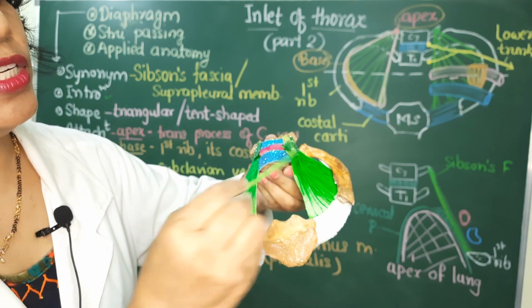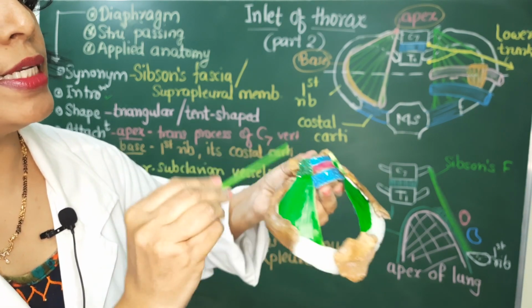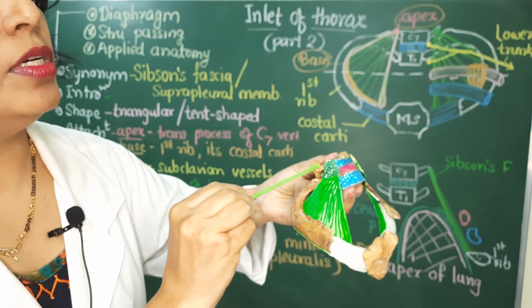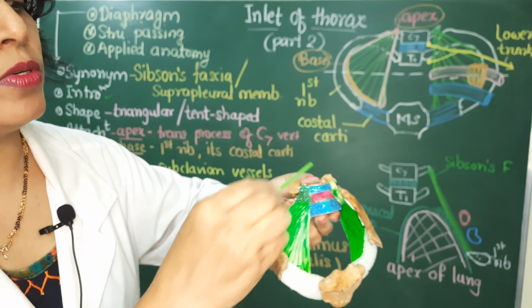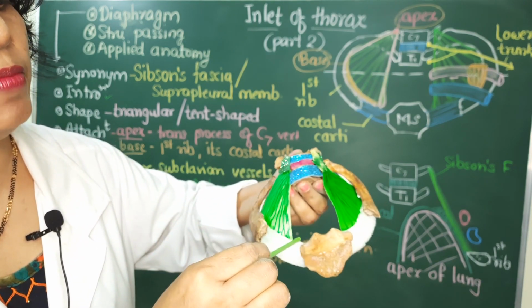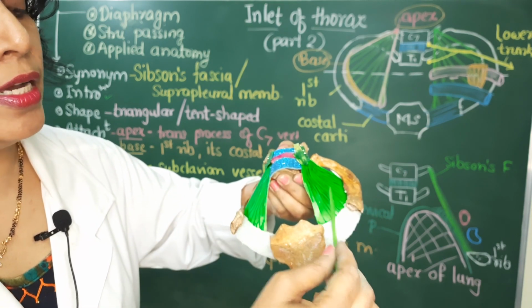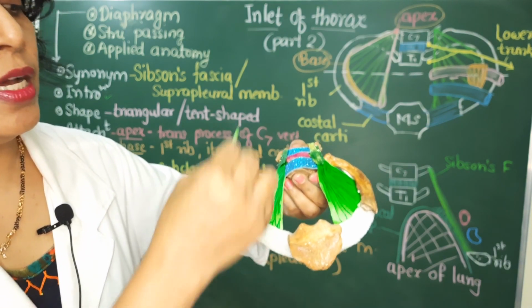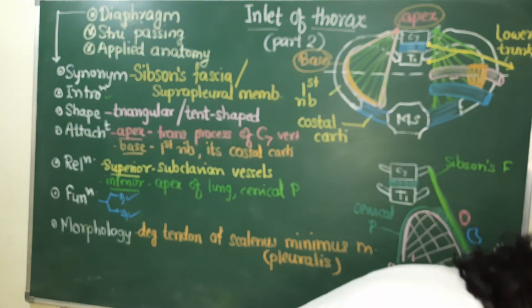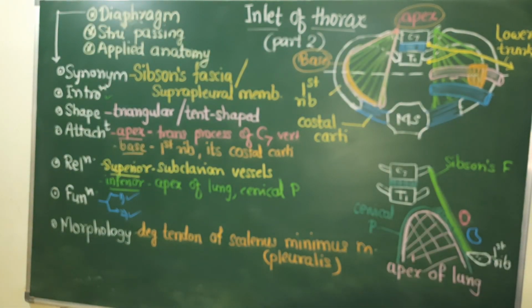See, it is a tent shape or triangular in shape. Apex I have made it with the shining paper, green paper. It is attached to the transverse process, tip of the transverse process of the C7 vertebra, and the base is attached to the inner border of the first rib and its costal cartilage, and it is partly separating the thorax from the neck. Now once we will revise this Simpson's fascia or the diaphragm.